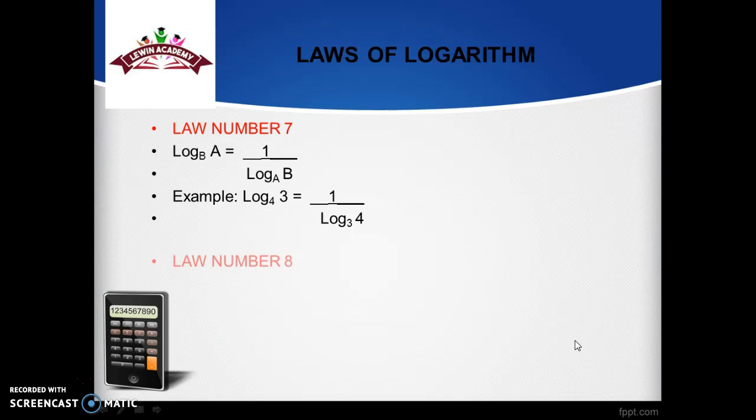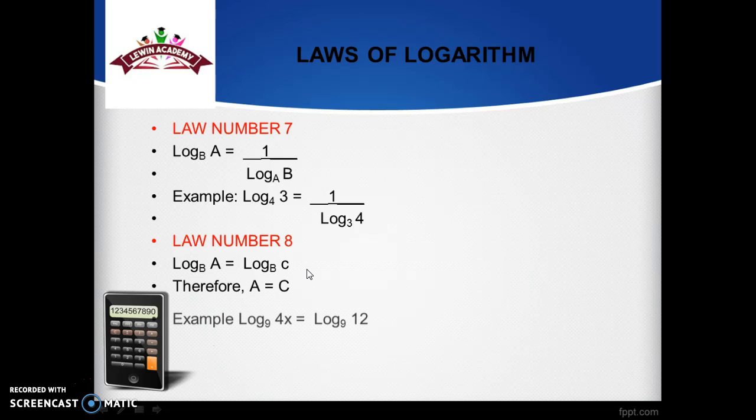Okay? Law number 8, log b of A is equal to log b of C. So as long as they have the same base, and this is known as the base, right? The base. Then the base is the same, so you just equate the numbers there. Therefore A will be equal to C. Example, log 9 of 4x is equal to log 9 of 12, right? And therefore the answer will be 4x equal to 12 because they have the same base. So you can just simply equate the answer.